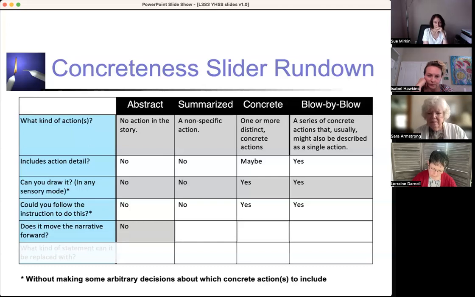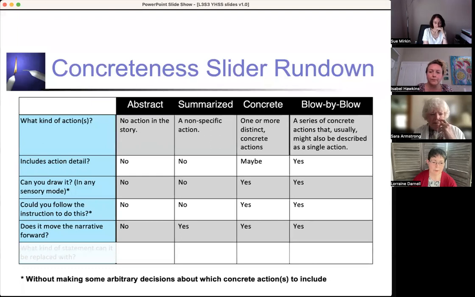Is it part of the story? Can it help the story? Absolutely, but not by adding action. A summarized action, a non-specific action, yes, it does move the narrative forward. You had breakfast, sweet. Concrete, absolutely. Blow by blow, of course.